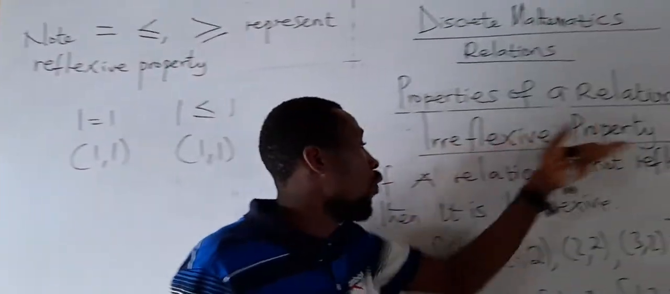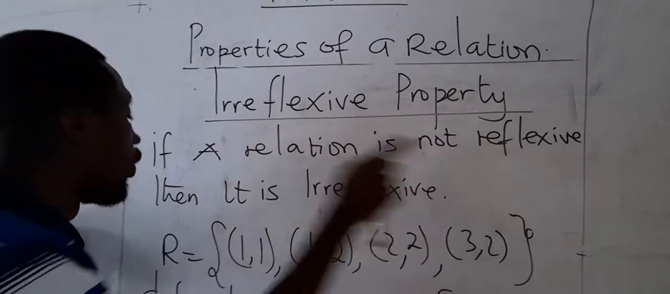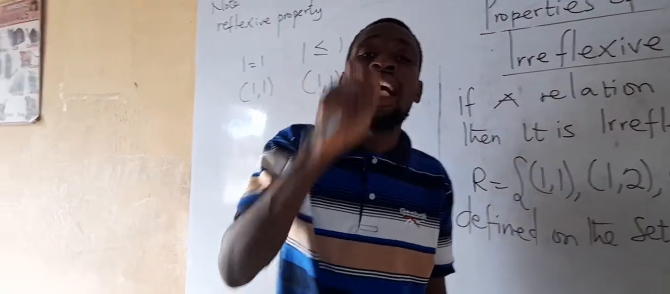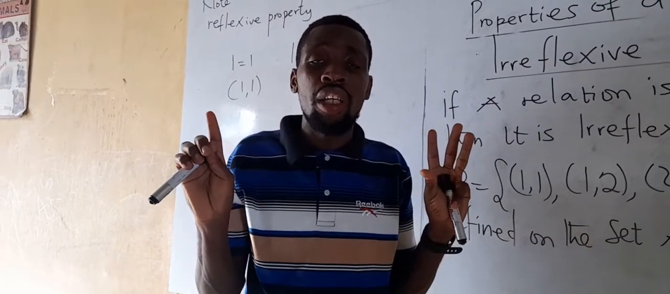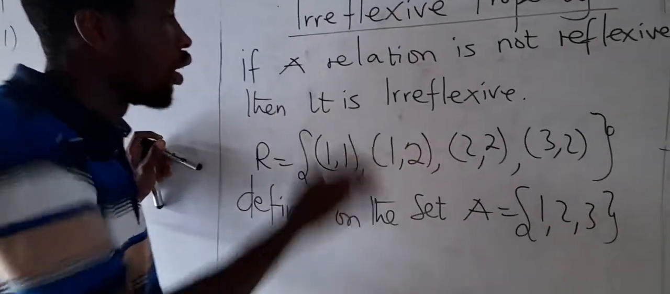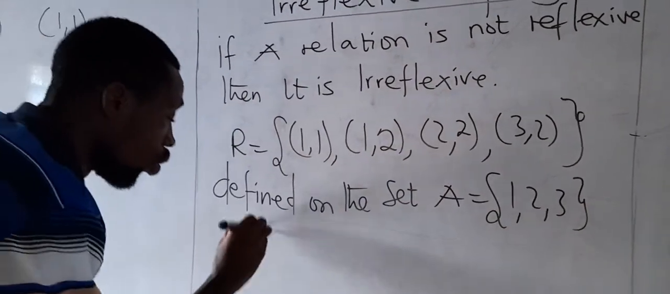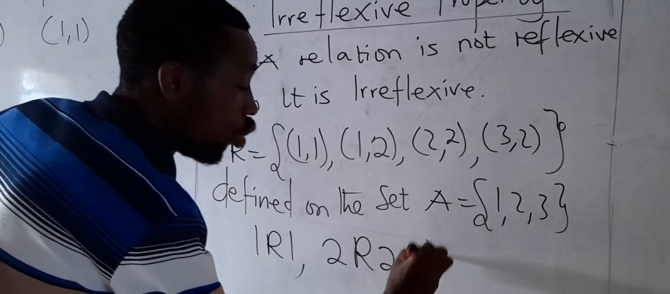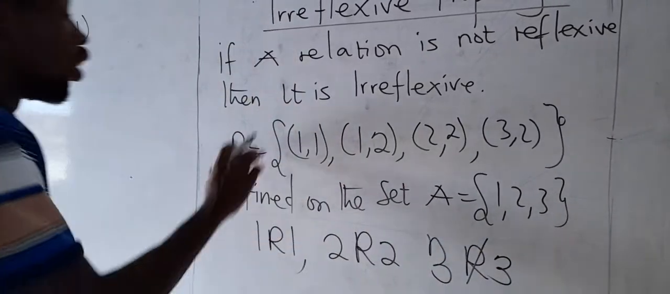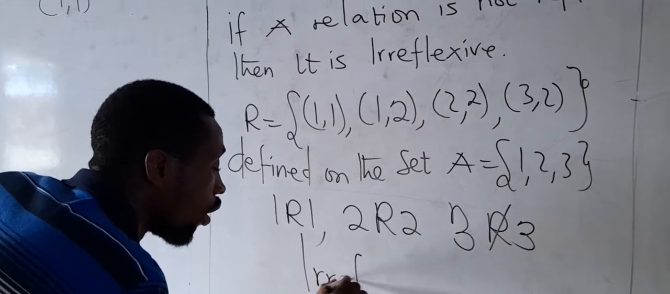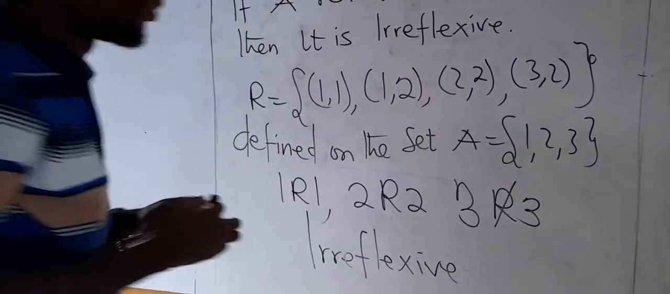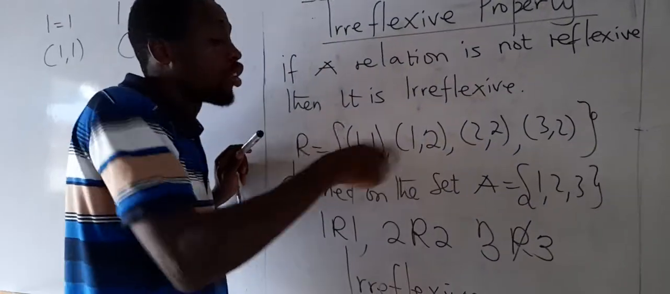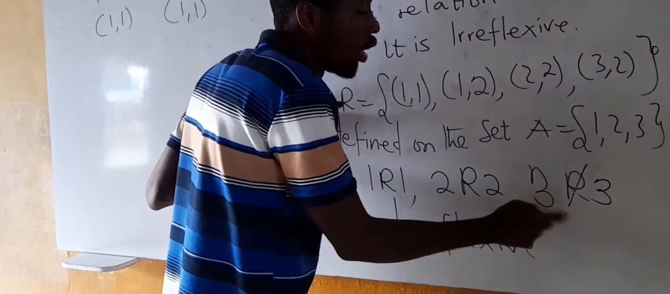Now the next thing, the irreflexive property. If a relation is not reflexive, then it is irreflexive. It's as simple as that. If a relation does not represent a reflexive property, then it is irreflexive. Now let's look at this set and check whether it is reflexive or irreflexive. 1 relates 1. 2 also relates 2. Good. Does 3 relate 3? No. 3 does not relate 3. So this relation is irreflexive. It is not reflexive because 3 does not relate 3. Remember, for the reflexive property, all the members of the set must relate to themselves. So this is irreflexive because 3 does not relate 3.